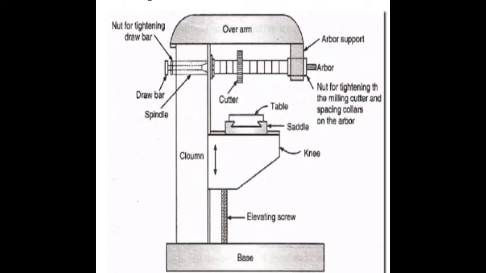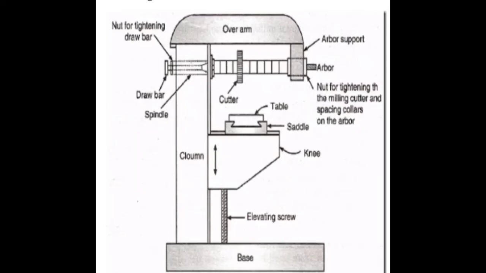Saddle. The saddle rests on the knee and constitutes the intermediate part between the knee and the table. The saddle moves transversely, that is crosswise, on guideways provided on the knee. Next, table. What is exactly the table? The table rests on the guideways in the saddle and provides support to the work. The table is made of cast iron. Its top surface is accurately machined and carries T-slots which accommodate the clamping bolts for fixing the work.